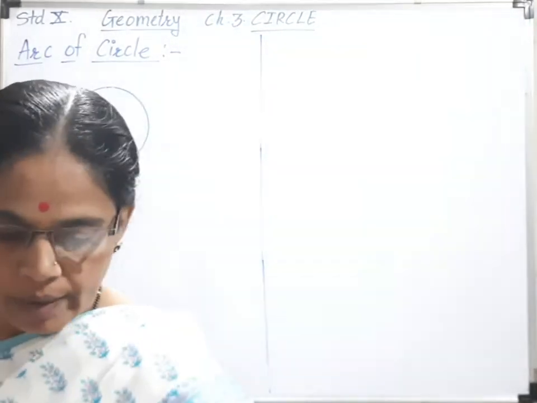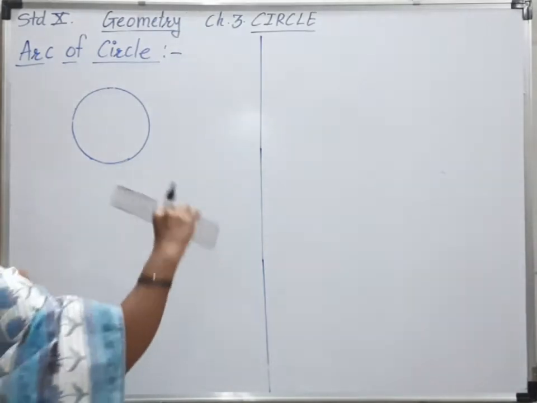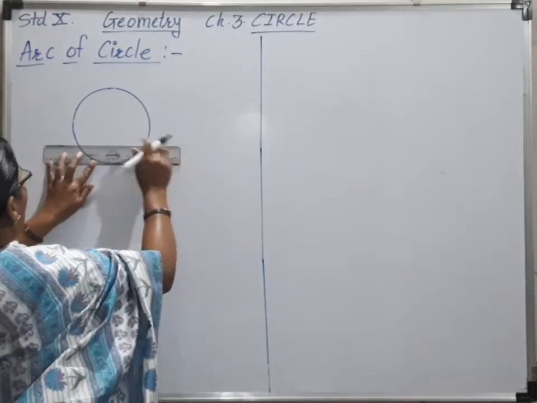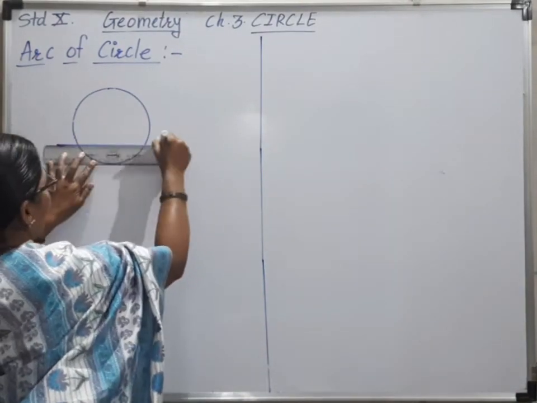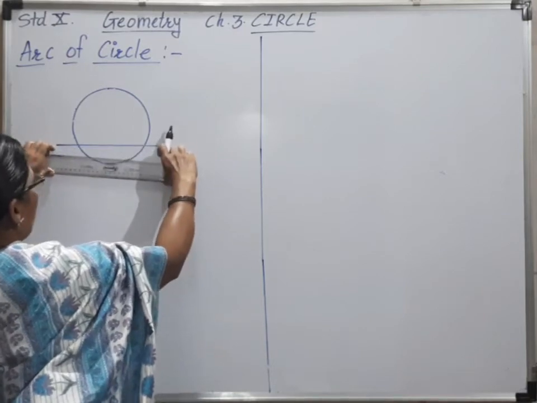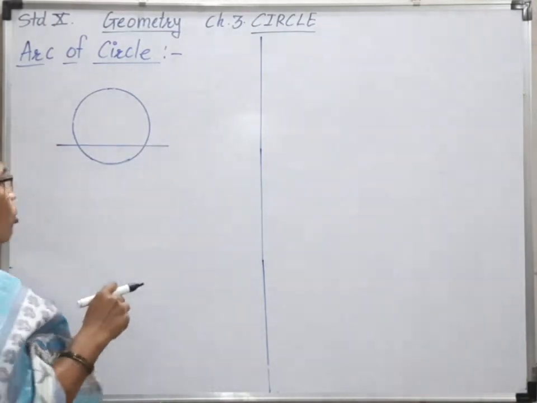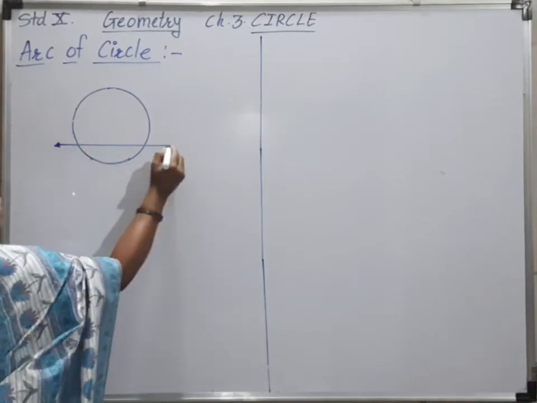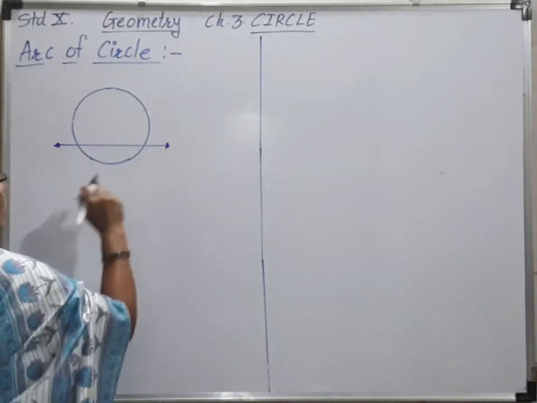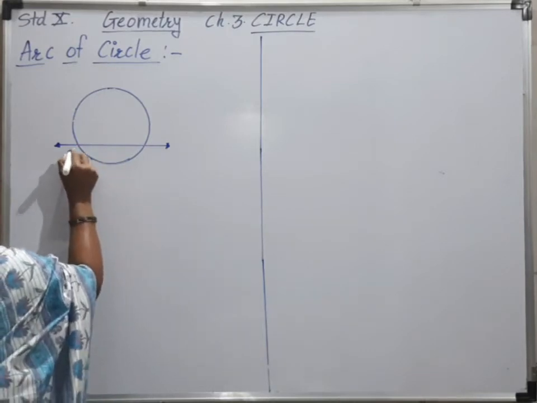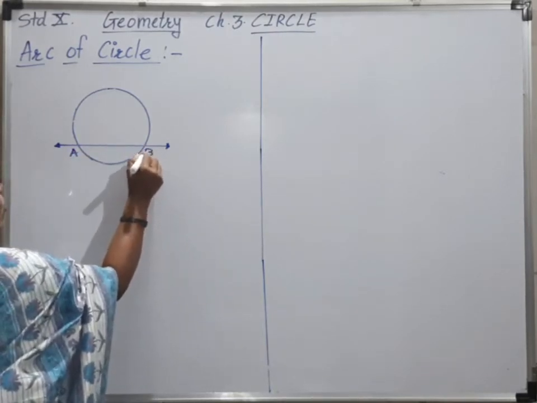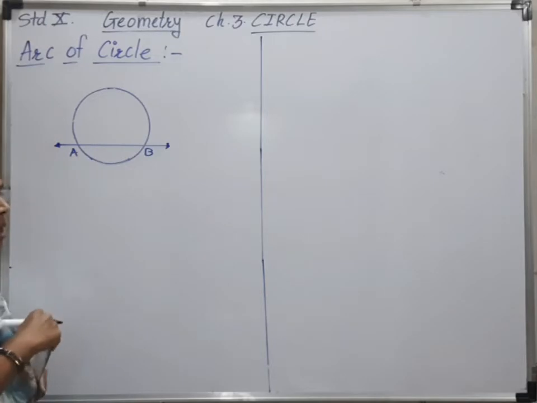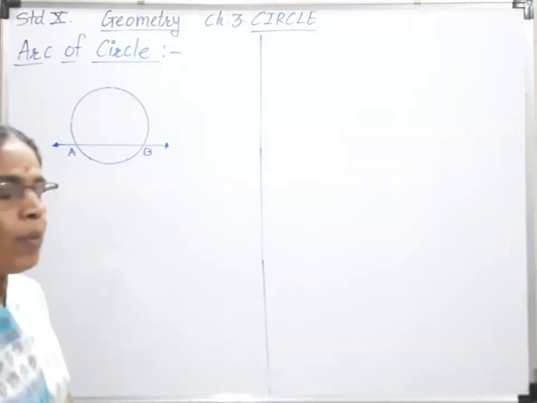Now if we draw a chord which intersects the circle, this is the chord which joins any two points of the circle. Because of that chord, this circle is divided into two parts.